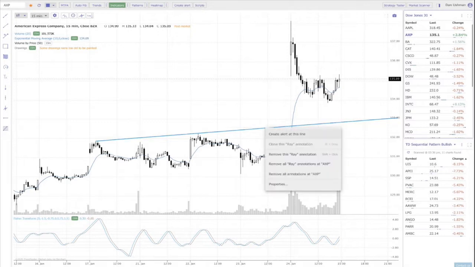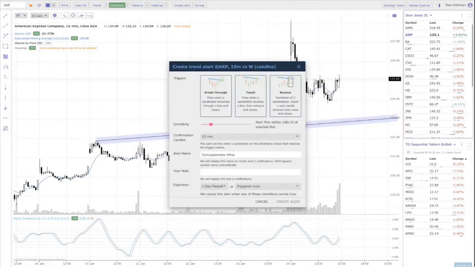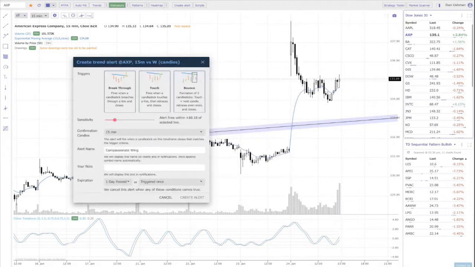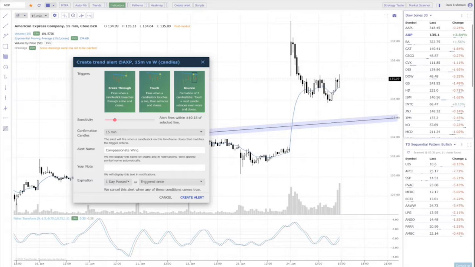All you do is right-click on the line that you want to monitor. And let's say your strategy here is, if AXB ever pulls back close to this line, you might want to go long. You can tell the system to monitor this line for you, and you can monitor for a defined event: a breakthrough, a touch, or a bounce. You can then configure a buffer zone around it, so you can get alerted as price gets close to it, but doesn't actually touch it just yet. And you can trigger this off a lower time period. So this is a 15-minute trend line, but we're going to get alerted when a 5-minute candle breaks through, touches, or bounces within 66 cents of that line.